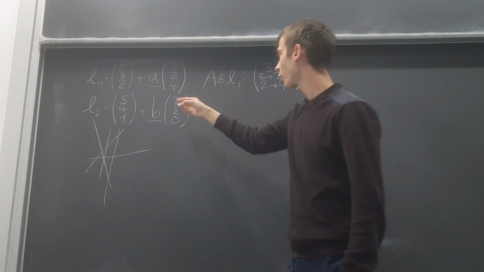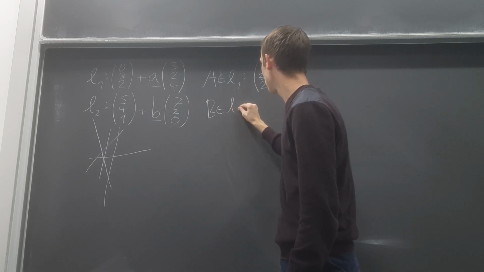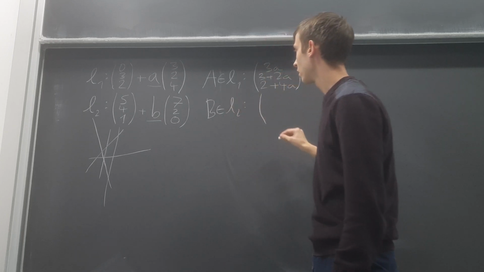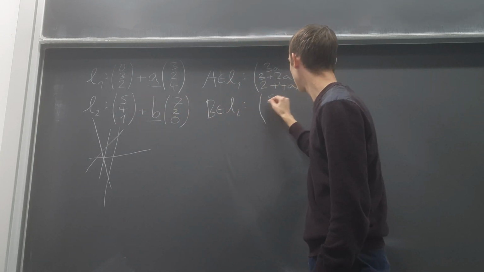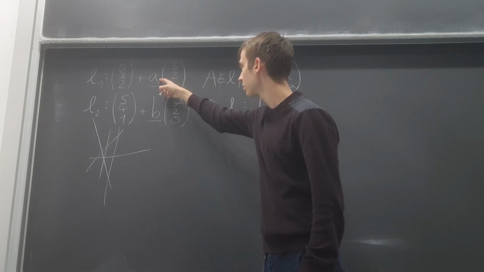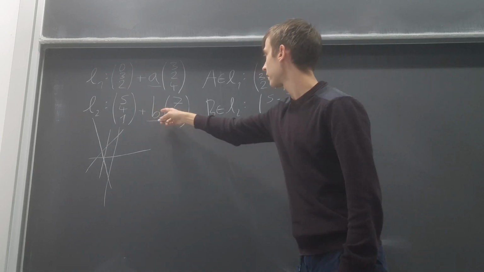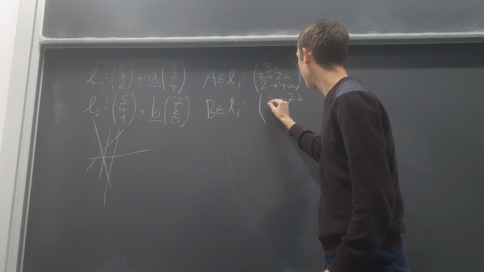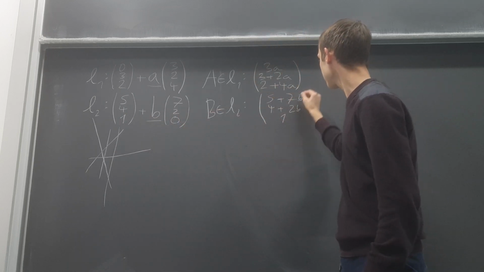The same thing we can do for L2, so any point B on L2 will satisfy that its X component is 5 plus 7B. Notice we don't have A and B the same, they're different letters to emphasize that, and it's important to keep them different. 4 plus 2B is any Y, and any Z will be 1 plus 0B.